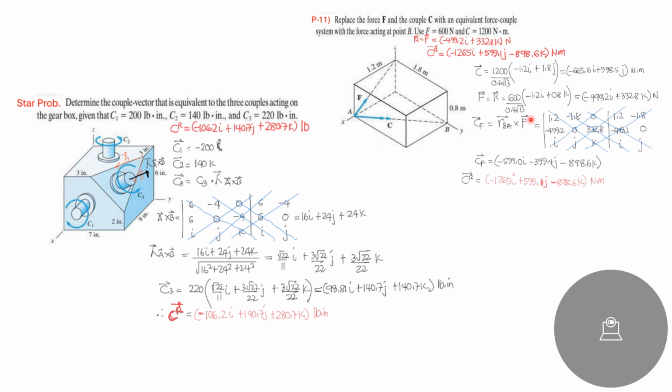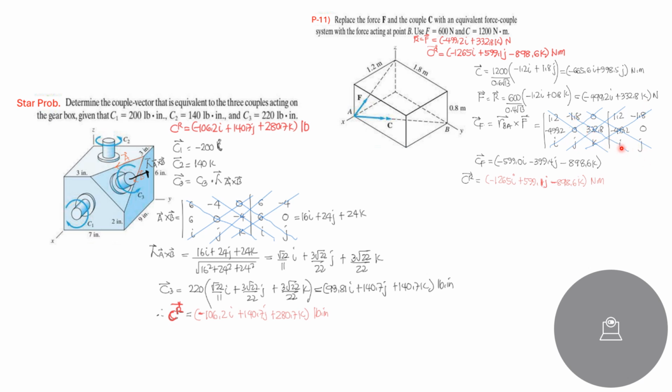332.8k newtons. So the couple, or the moment of F about B, is r_BA cross F. That's a point. So that would be r_BA, B to A, which is positive 1.2 forward, then leftward 1.8, so negative 1.8, 0 along z. Then the force in vector form, negative 499.2i, 0j, 332.8k, then ijk, copy the first two column elements.